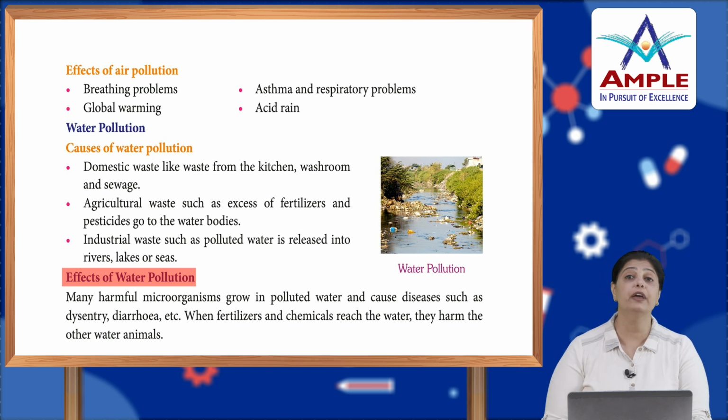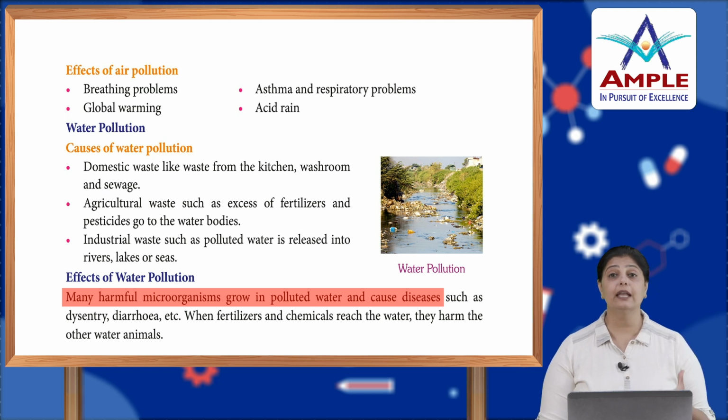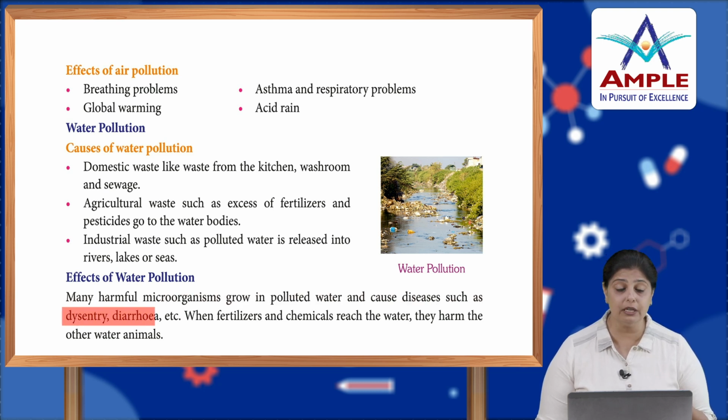Like the way we have effects of air pollution, water pollution is also harmful. Okay? So, many harmful microorganisms grow in the polluted water, and they cause diseases. These microorganisms or viruses, we cannot see them, but they are a major factor in causing diseases. Okay? Some of the diseases are like dysentery, diarrhea, this all happens when the water is contaminated.